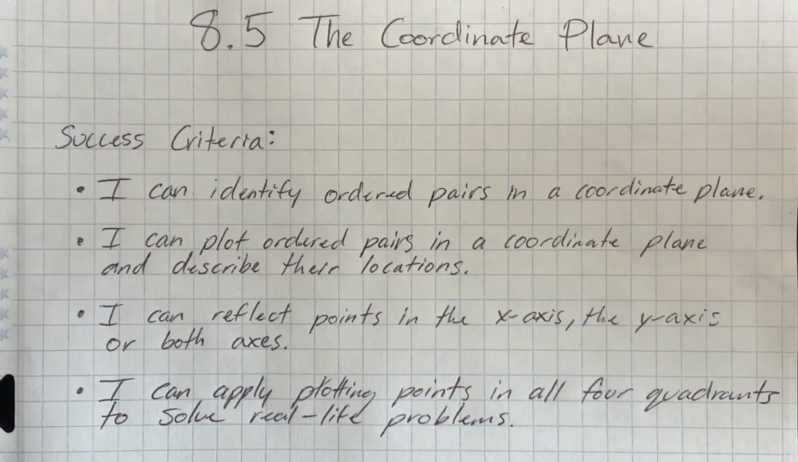With 8.5, the coordinate plane, our success criteria is that we're going to be able to identify ordered pairs on the coordinate plane. We're also going to be able to plot ordered pairs in the coordinate plane and describe their locations, and reflect points in the x-axis and the y-axis or both axes. And lastly, we're also going to be able to apply plotting points in all four quadrants to solve real-life problems.